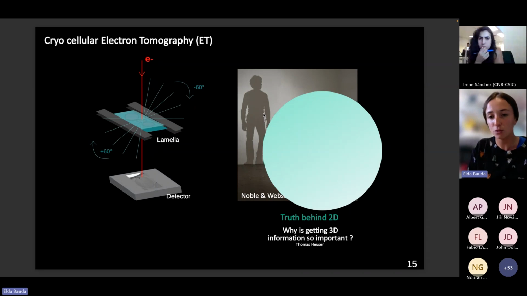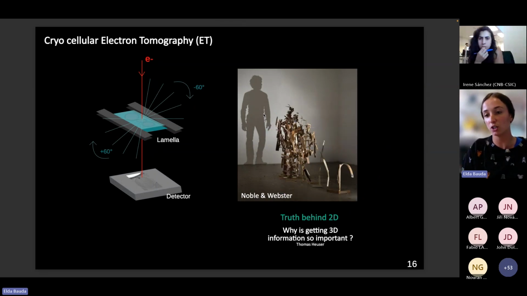But if we dive into the truth, you will see that this shadow is actually made of different parts that don't look like a man at all. And this is just an illustration to show that projections actually do not show the full assembly. And that's how we can benefit from 3D information and tomography.